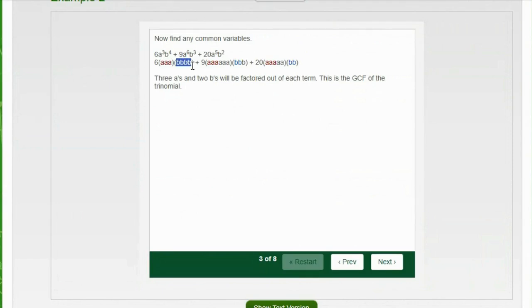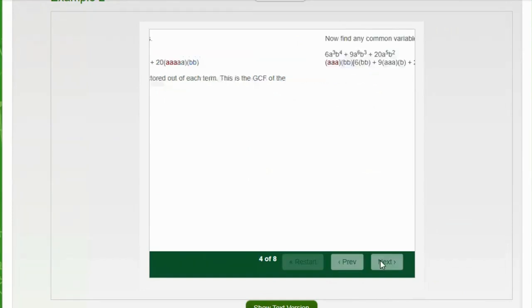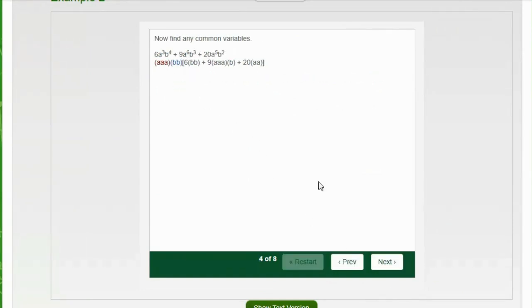I thought they put them in parentheses. I just put mine next to each other, but that's okay. 9 times 6 A's times 3 B's. So then they looked to say, we could pull out, and there you saw 3 A's, 3 A's, 3 A's, 2 B's, 2 B's, 2 B's. And they pulled it out in front and then rewrote it as a to the third b squared times 6b squared. That's what I did.